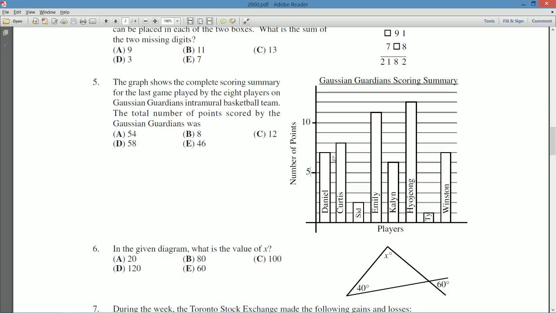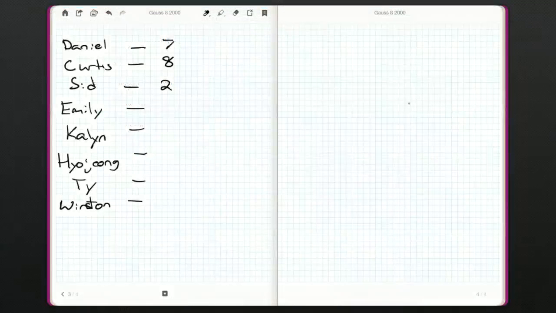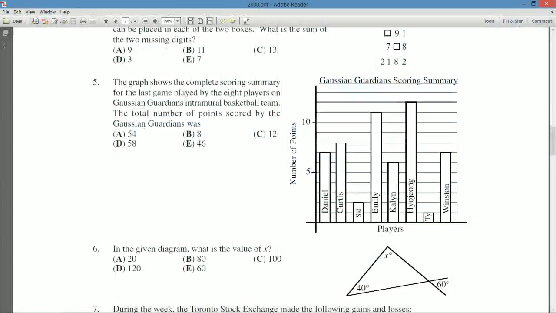Alright, so Emily, well, she's beyond the 10 line, and so is Hyojun. She's 1 beyond it, so that's 11, and then Hyojun is 2 beyond it, so they are 11 and 12, respectively. Ty has scored 1. Kalin is 1, 2, 3, 4, 5, 6. And Winston is 7, just like Daniel. So 1, 6, and 7.